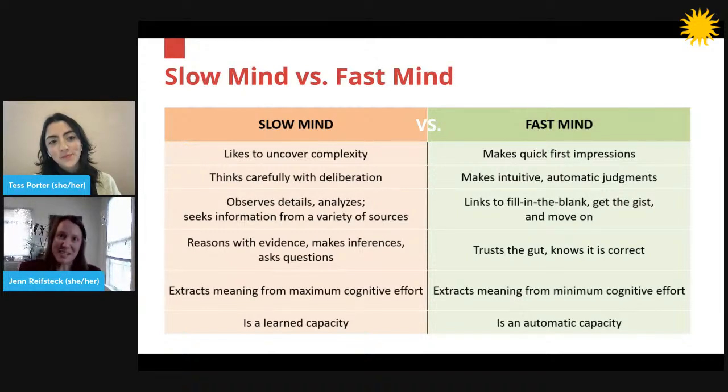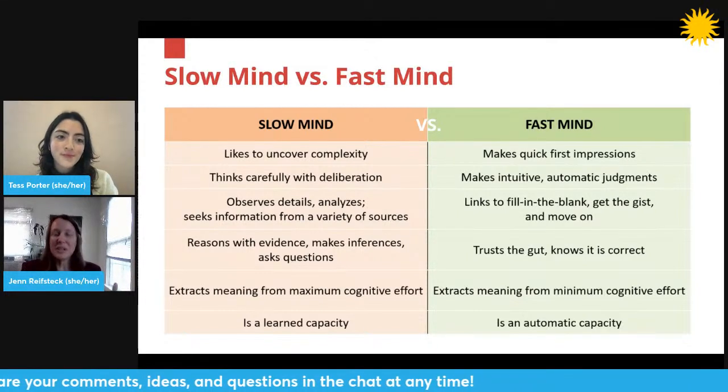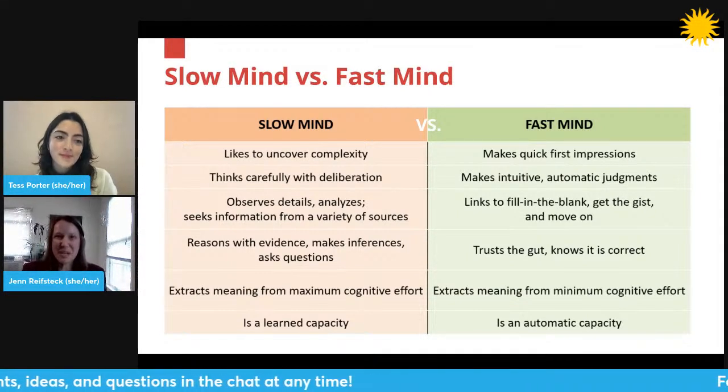We need slow minds in certain situations. So we need the fast mind to keep us safe, to get us out the door in the morning, but we need the slow mind to make friends, to solve the world's problems, to uncover our biases, to uncover our prejudice. So we need both minds to operate in the world.